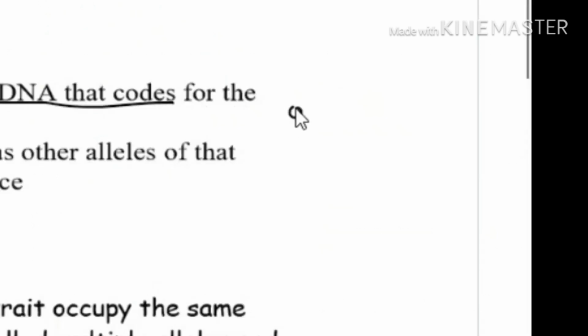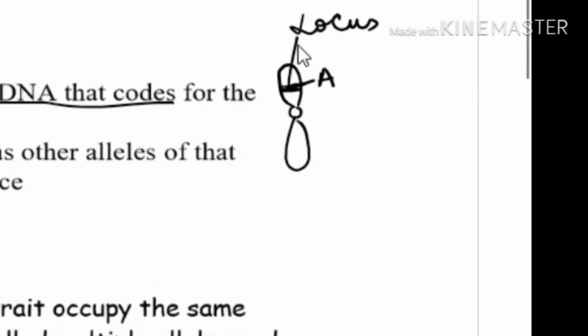This is the chromosome. This is the area where the gene is present. So this is the gene which codes for polypeptide, and the position of this gene on the chromosome is known as locus. So this is the locus of a gene. So locus is the position of a gene on chromosomes. And what is gene? Gene is a segment of DNA which codes for polypeptide.